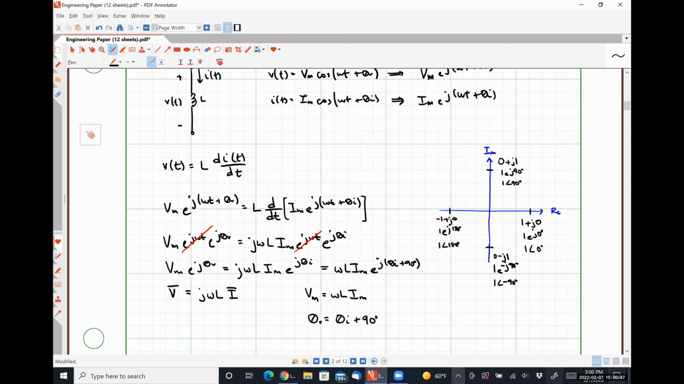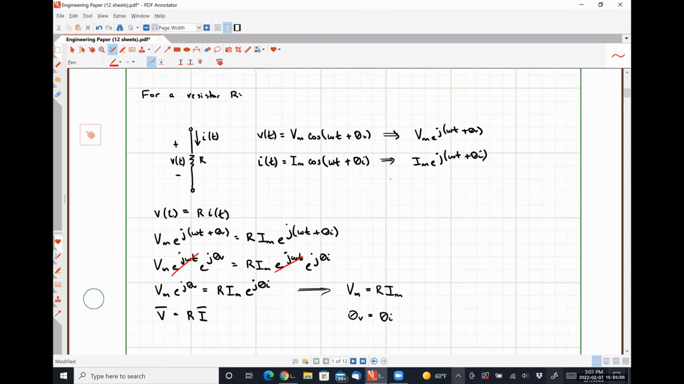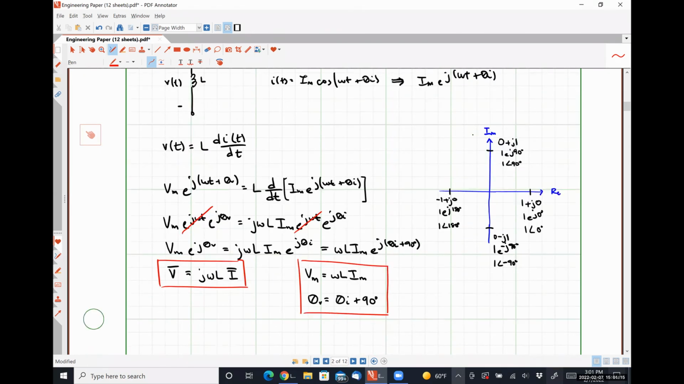All right, any questions on our inductor relationship? I'm going to start putting a box around the important stuff. So this relationship here, pretty important. These two here, also important. And I'll do it for my resistor ones as well.